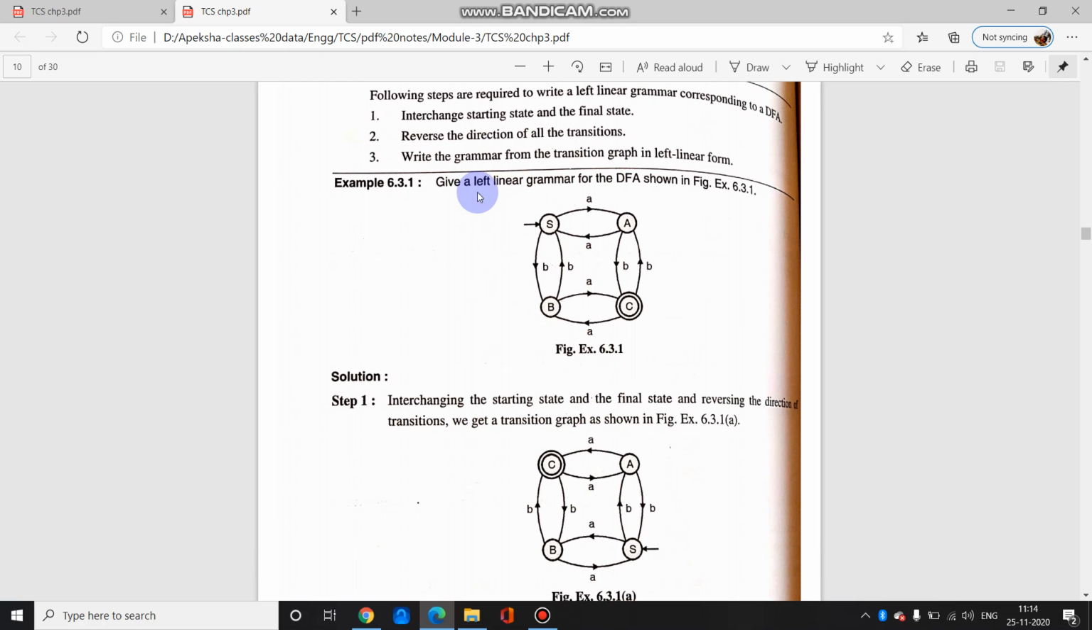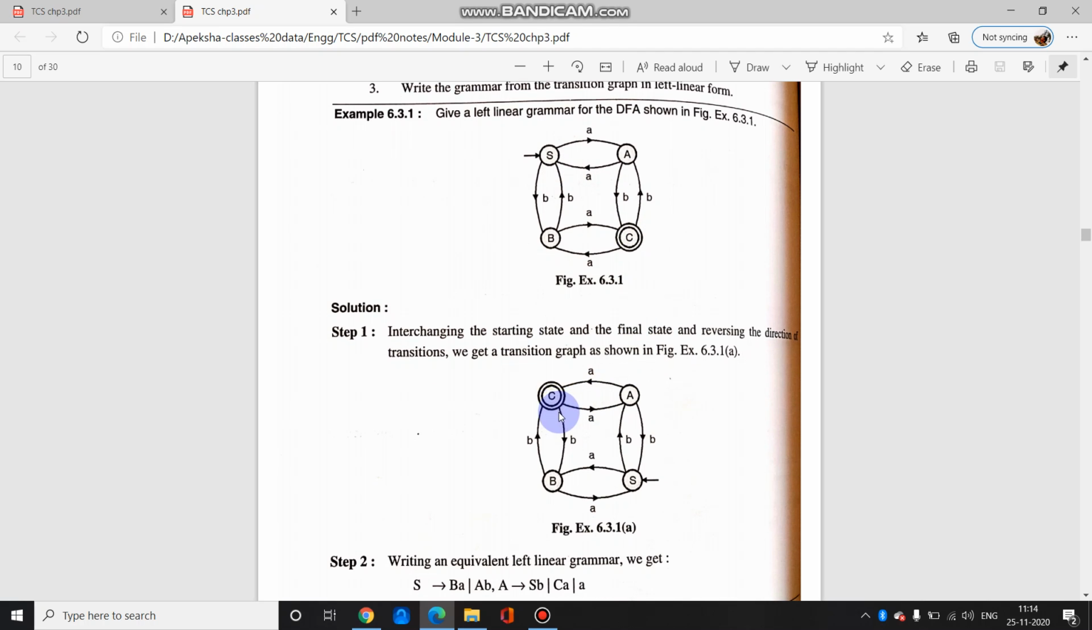It says, give a left linear grammar for the DFA as shown. So as you can see, this DFA is given. The first step says to interchange the starting state and the final state, so we have to swap their positions. So this C will come here and S will be over here. If you can see in the diagram, the positions of C and S have been swapped.